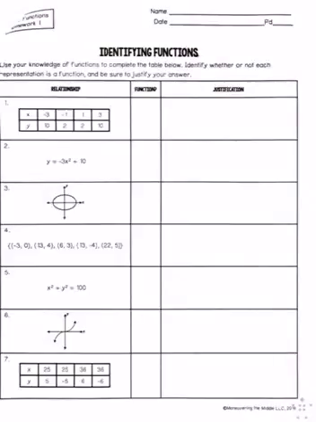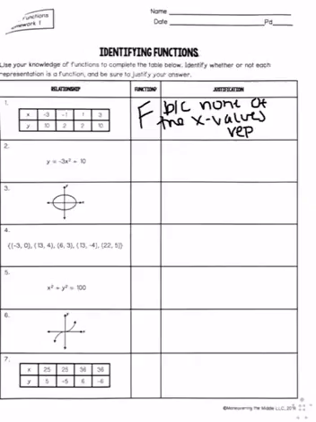It says use your knowledge of functions to complete the table below. Identify whether or not each representation is a function and be sure to justify your answer. Number 1 is a function because none of the x values repeat. If you look, -3, -1, 1, and 3 are all different. None of them repeat, meaning it is a function.